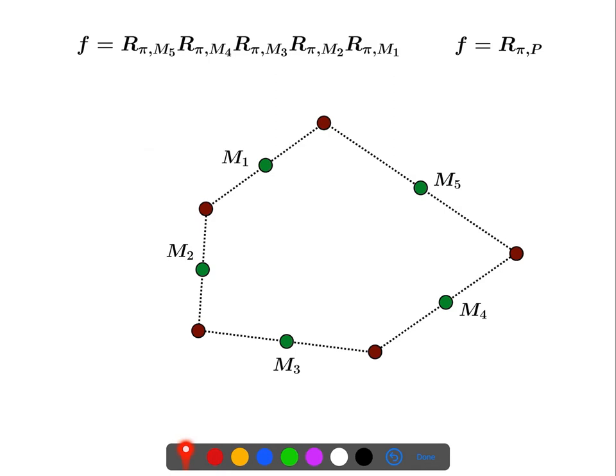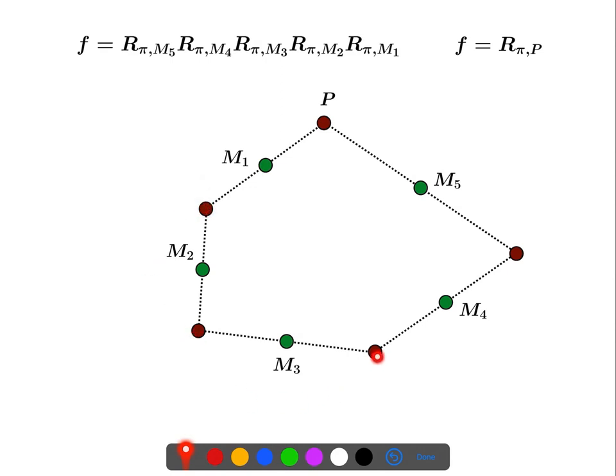So we want a point that is mapped back to itself, a point that doesn't move under all of these rotations. We can see that the point we want is this point P. Because when we rotate it around m1 counterclockwise, we're going to get to this point. And rotate around m2 counterclockwise, we get to this point.